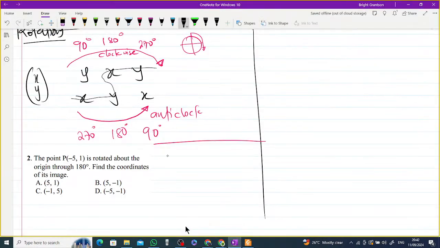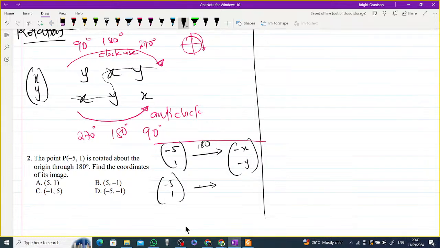So over here they give us the point -5, 1, and we want to move it 180 degrees. Now I said when they don't write clockwise or anti-clockwise, it means it's anti-clockwise. So for the 180 we choose the middle one, that's -x, -y. And we said that wherever the snake will pass through, it will become negative. So the x will come here, but it's going to be negative, so positive 5. And the y will come here, and the y will be negative. So the answer is 5, negative 1. That's option B. I hope you understand.